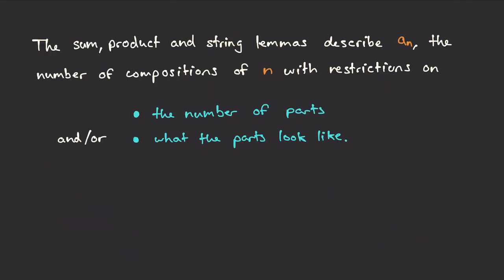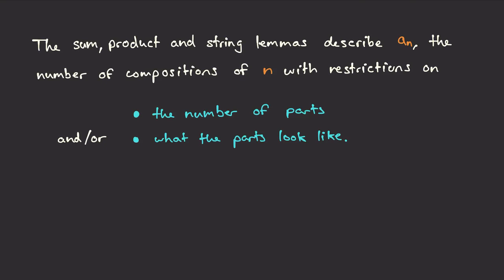This week, we've seen the sum, product, and string lemmas. They tell us how, given a complicated set S, to write the generating series for S in terms of the generating series for simpler sets. It's almost like applying the product rule, chain rule, etc. to differentiate a complicated function in terms of simpler functions that you know how to differentiate.